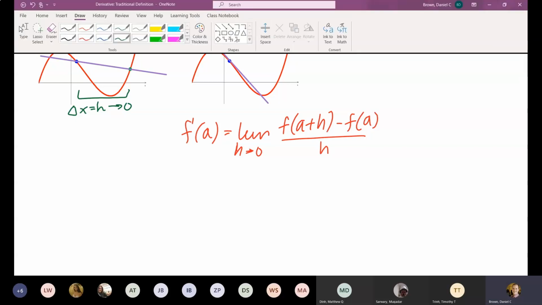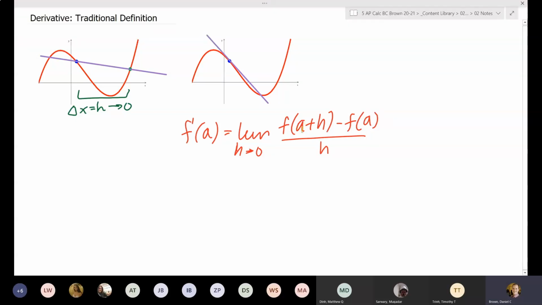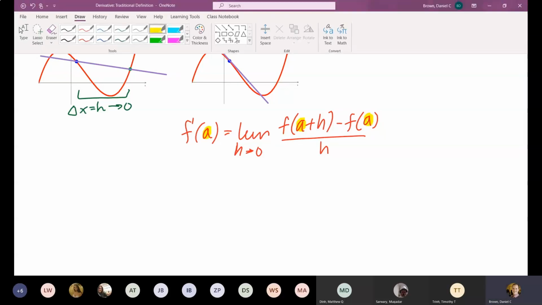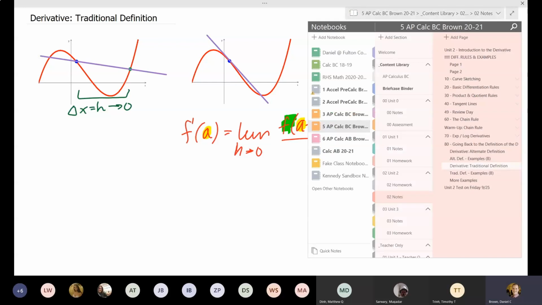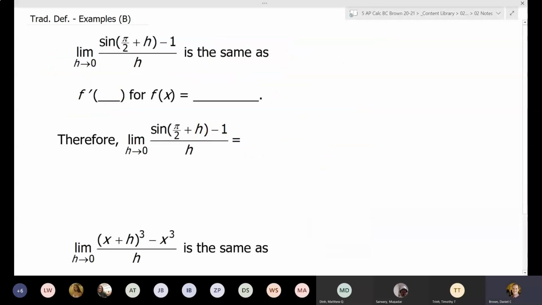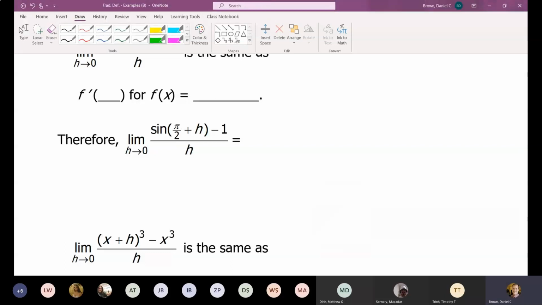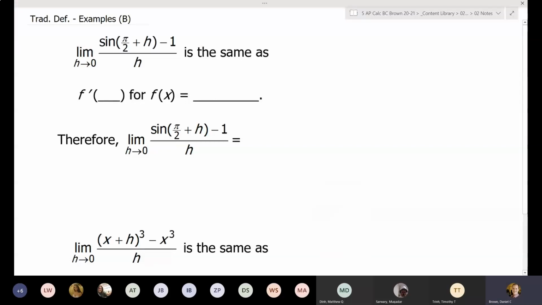What's more important, though, is that when you see these limit questions, you can identify where you're taking the derivative, and also the function you're taking the derivative of. An example is this first one. I have the limit as h goes to 0 of sine of pi over 2 plus h minus 1 all over h. If you're evaluating that limit by hand, you would have to use sum and difference identities and work your way to an answer.